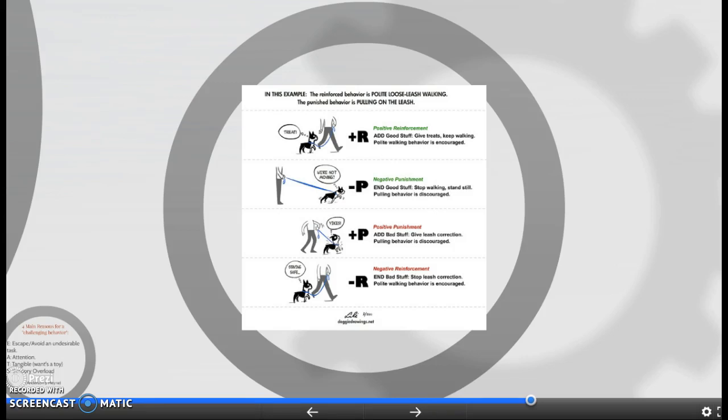And then on the flip side, we've got negative punishment, that's taking away, that's ending the good stuff. So that's no more treats. When you're walking a dog, that's stopping and waiting for the dog to stand still. And then a negative reinforcement, that's ending the bad stuff. So when a dog is doing what it is told, you stop the leash correction. That's giving the dog a little bit of freedom, and that's ending the bad stuff.